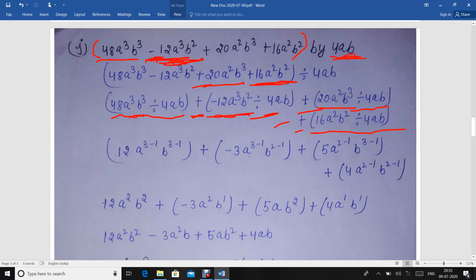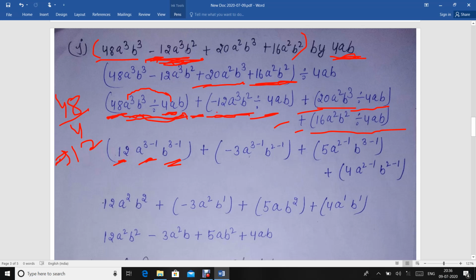After that you need to divide the numeric coefficient by the numeric coefficient. Here 48 is the numeric coefficient and here 4 is the numeric coefficient. So you will divide 48 by 4. From this you will get 12. So here is 12, and after solving the variable, a raised to power 3 divided by a raised to power 1. So you will subtract the power. So here a raised to power 3 minus 1. Similarly b raised to power 3 minus 1.